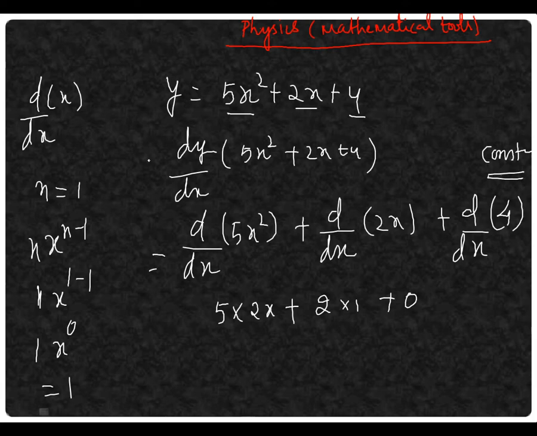Now our solution is 10x plus 2. It is our correct answer. So how can we find the differentiation of a polynomial with n number of terms? By differentiating it separately. Here we can find the differentiation of each term separately. Okay, now the next one.